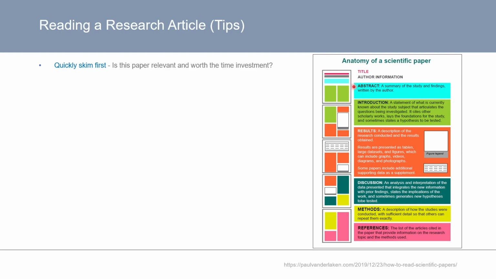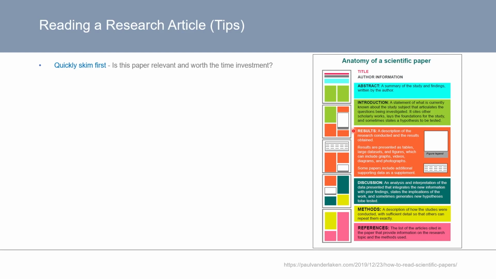Next, there's the abstract, which is a brief summary of the study and its findings. Next, we have the longer introduction section, which is a statement about what's currently known about the study's subject and articulates the questions being investigated. Here, the author cites other relevant scholarly works and lays the foundation for the rest of the study, often stating the hypothesis they intend to test. The introduction often includes background information that can help someone newer to the field become better oriented to read the rest of the paper.